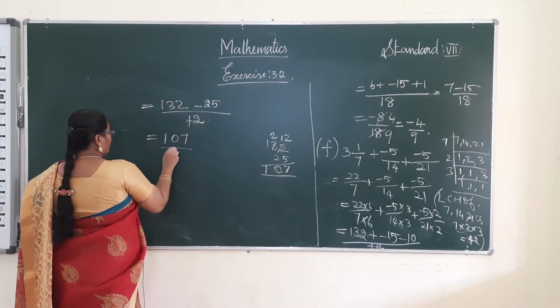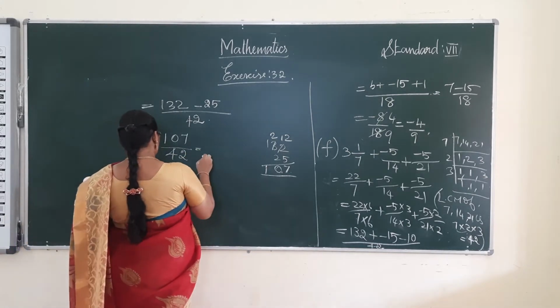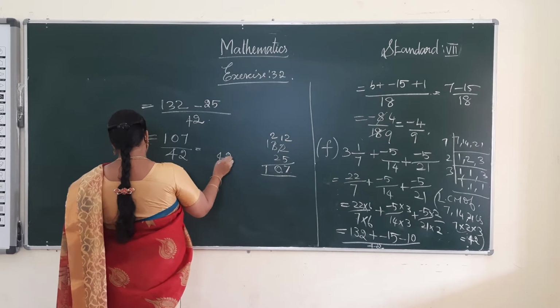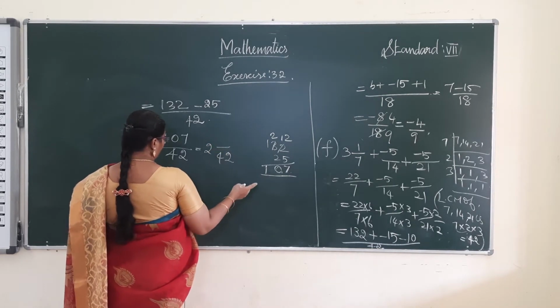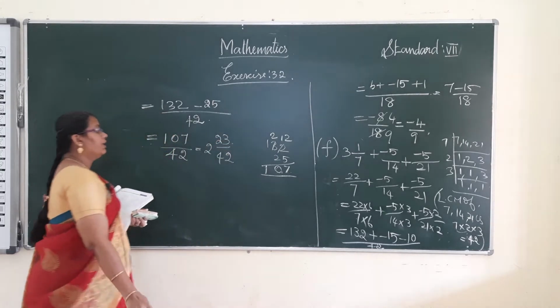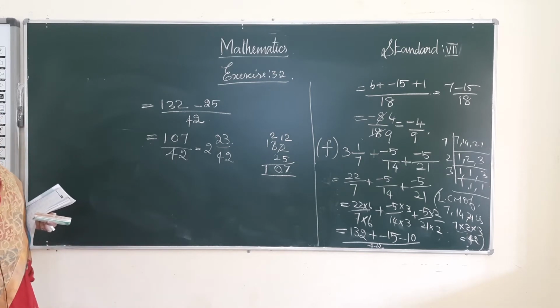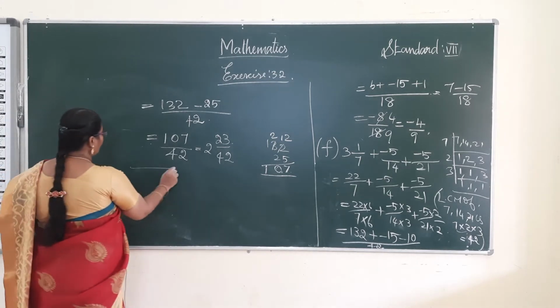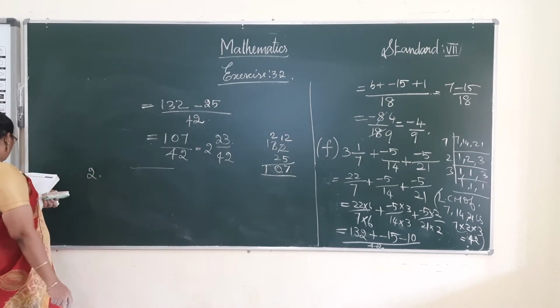107 by 42 can be written as a mixed fraction. 42 times 2 is 84. 84 plus 23 is 107. So the answer is 2 and 23 by 42 for this problem. Remaining problems are homework. Now move to the second one.